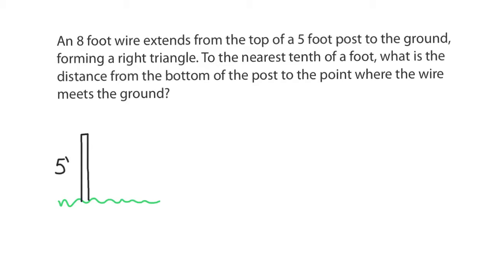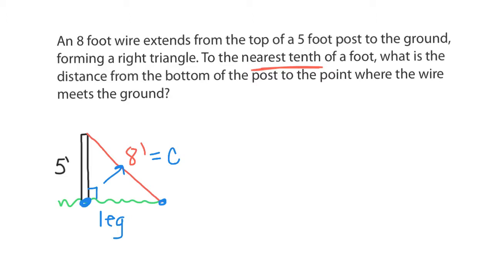That's going to be important in our calculations. So here's my support wire. It tells me that this wire is 8 foot. To the nearest tenth, so I also know this is not going to be a perfect square. It would not need to be the nearest tenth if it was. What is the distance? So this is my question. From the bottom of the post, which is here, to the point where the wire meets the ground, which is here. So this forms a right angle here, making this my hypotenuse. And this is a missing leg because it forms that right angle.